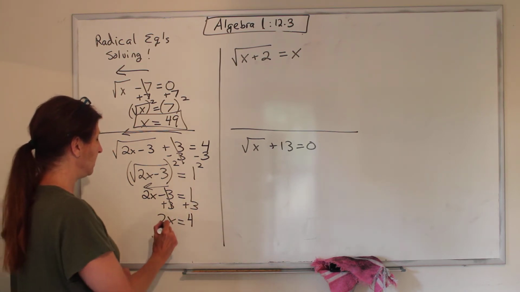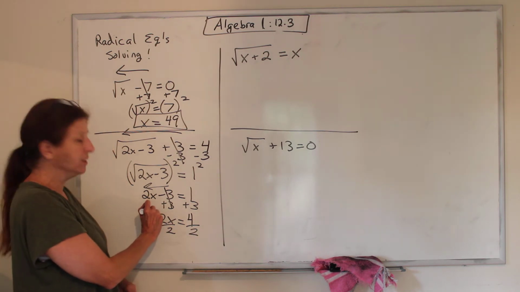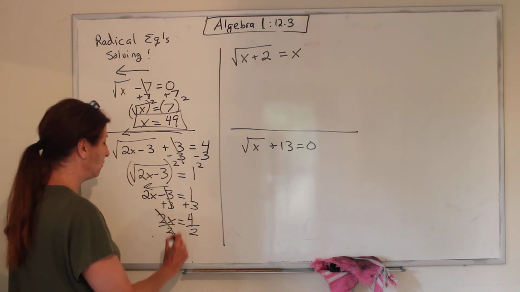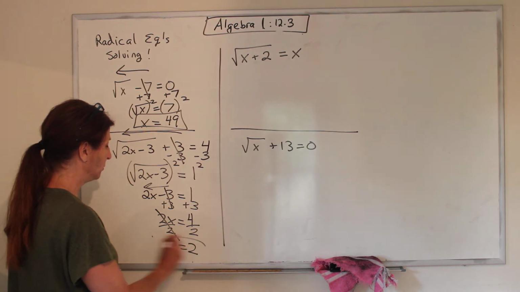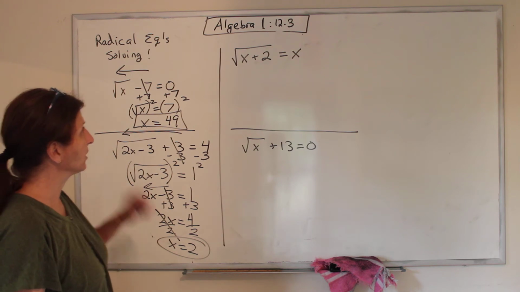Why is x not alone? It's being multiplied by 2. What's the opposite? Divide by 2. What we do to one side, we do to the other. These cancel out. 4 divided by 2 is 2. The answer is 2 from that big, tough looking thing.